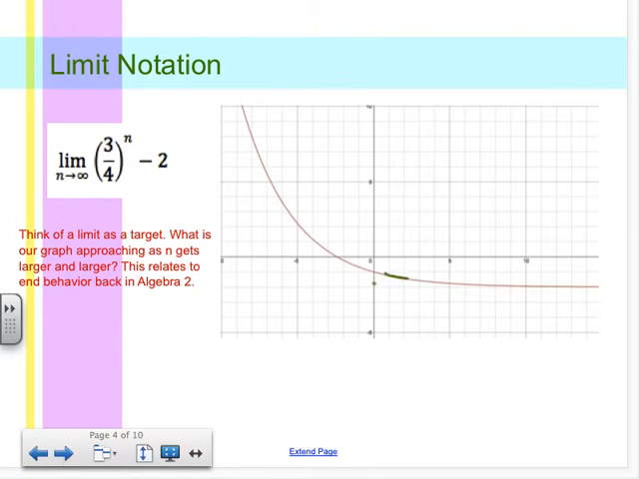As I go farther and farther to the right here, because what I'm looking for is as n goes to positive infinity. So as my n values, or really on a graph x, get larger and larger and larger, what y value am I getting closer and closer to? And if I take a look at this here, I can see, well, it's going to be equal to -2.